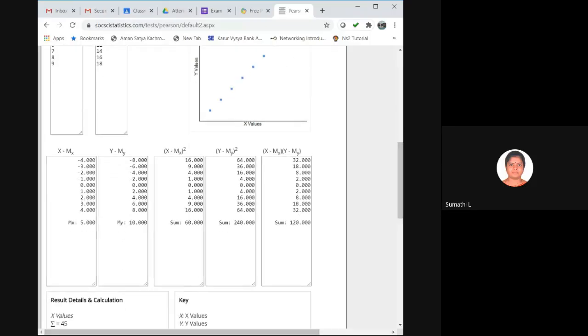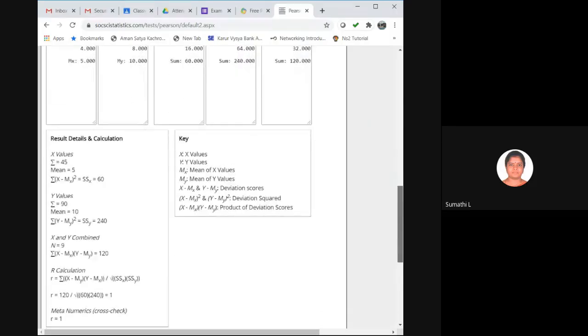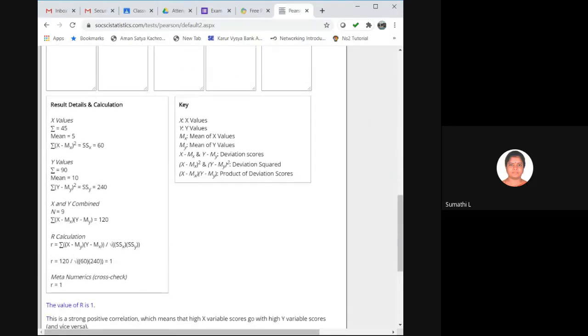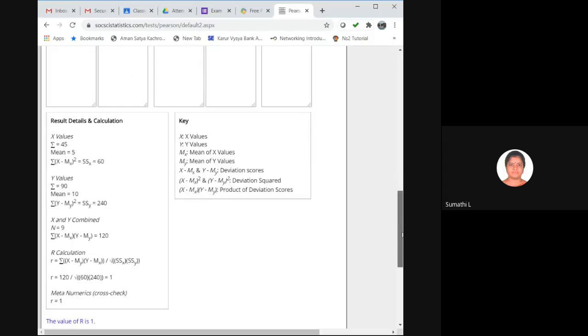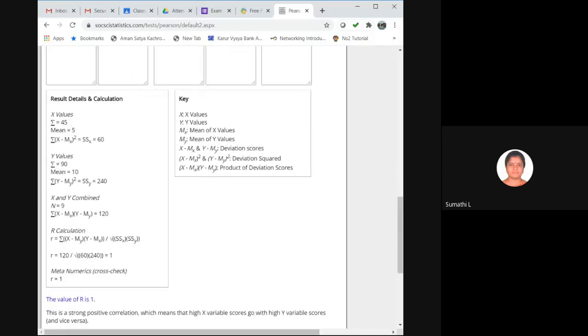And you know how to find the mean. You add up all the values and divide by the total number of items. Here the calculation is done: the summation of the X values and the mean value, and the summation of your Y values and the mean value. From that you do x minus mx. Your mean is 5. So you take x minus mx, the whole square, you find the values, and you sum it. In the same way here you do it, you sum it, you multiply it, you apply it here and you perform the calculation.